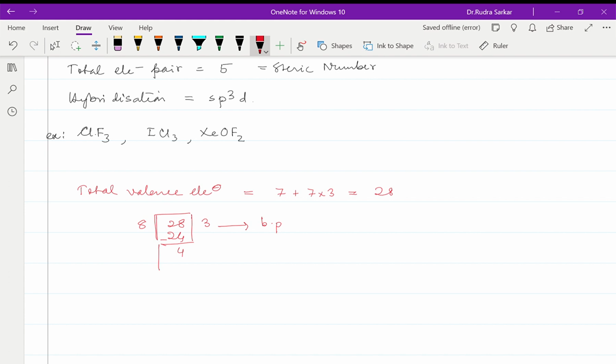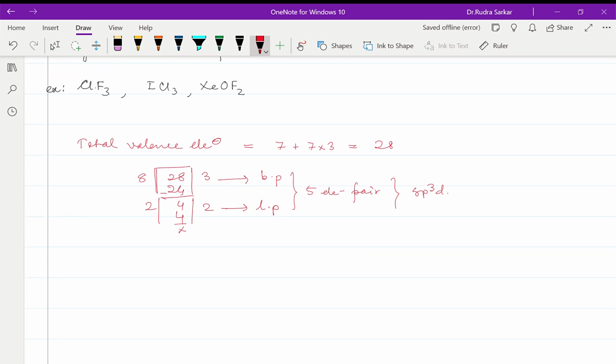The number is less than 8, so divide by 2, and that gives 2 as the quotient. So the second time, the quotient you get from the remainder is your lone pair. What is the total electron count? 5 electron pairs. What is the hybridization then? We will say sp3d. Since there are lone pairs and bond pairs, Bent's rule has to be applied to predict the correct structure.